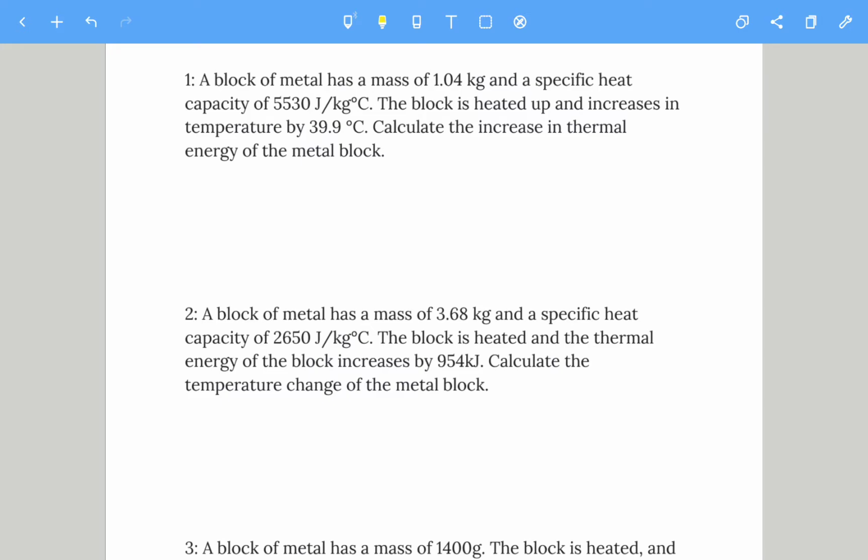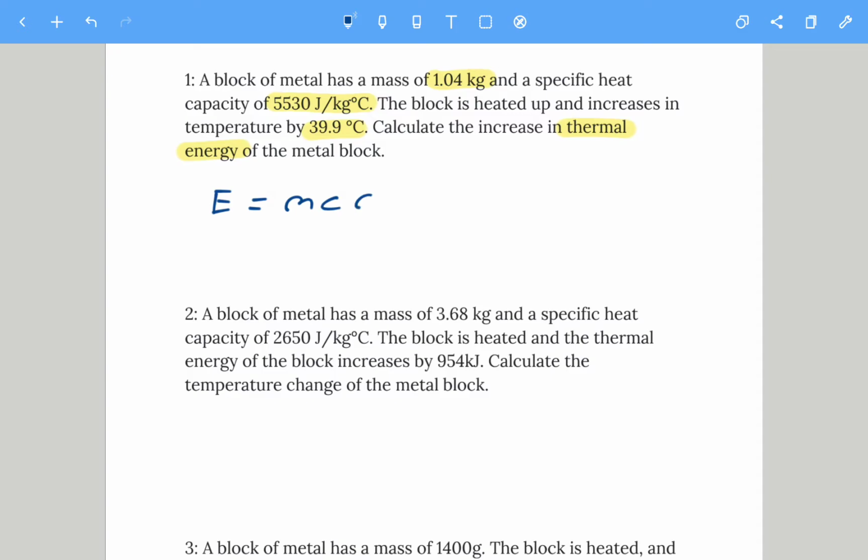So it's got a block of metal that has a mass of 1.04 kilograms and a specific heat capacity of 5,530 joules per kilogram per degree. The block is heated up and increases in temperature by 39.9 degrees Celsius. And we're going to calculate the increase in thermal energy. So that's just E. So this is straightforward.